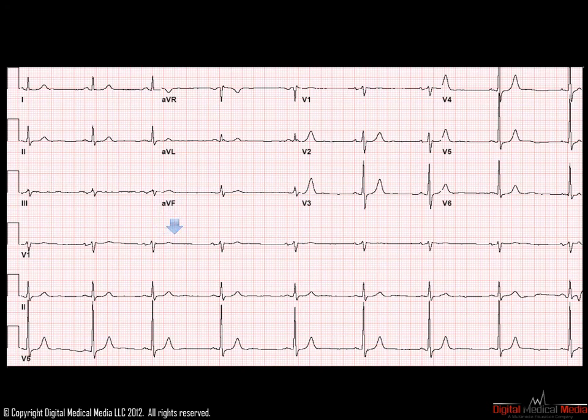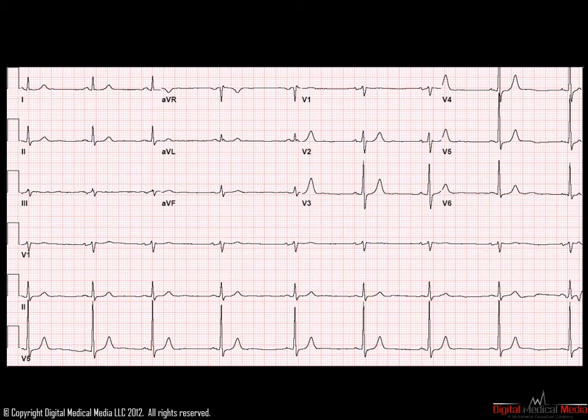300, 150, 100, 75, 60, 50. This heart rate is approximately 52 beats per minute. So this is a bradycardic rhythm. We now look at the origin of the P wave, if there is a P wave. There is in fact a P wave in front of each QRS complex. It is upright in lead 2.